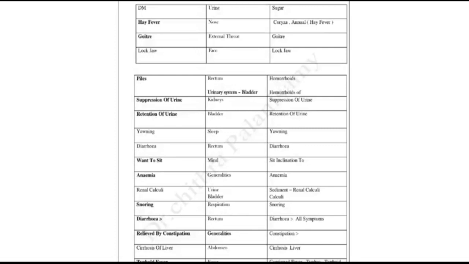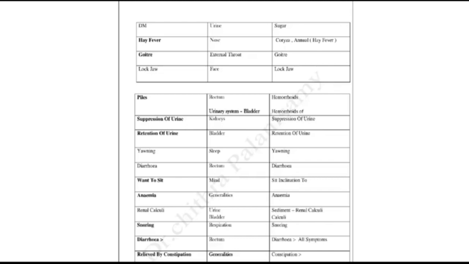Very important one: what is diabetes mellitus? Diabetes, urine, sugar. Then hay fever, that is allergic rhinitis, which we can see in the nose chapter, coryza annual. In brackets we can see the hay fever. Then very important, goiter, external throat, goiter. Lockjaw is also very important, in the face chapter, lockjaw. Then piles, where we can see rectum, hemorrhoids.